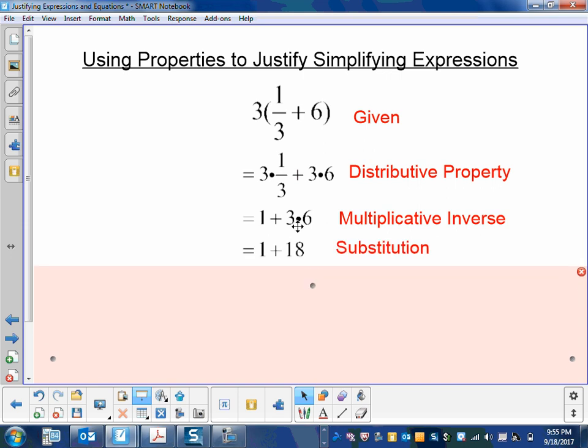I multiplied 3 times 6 and wrote 18. That's an example of the substitution property. And 1 plus 18 is equal to 19. That would be an example of the substitution property.